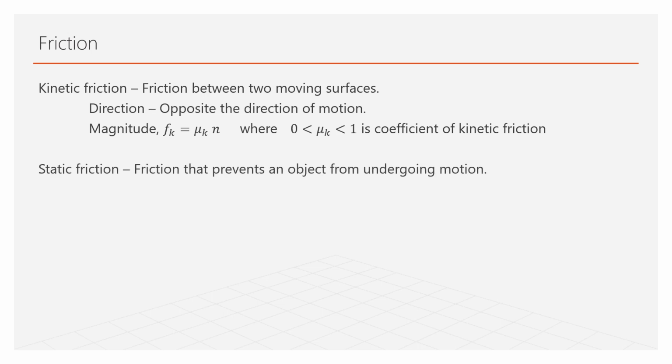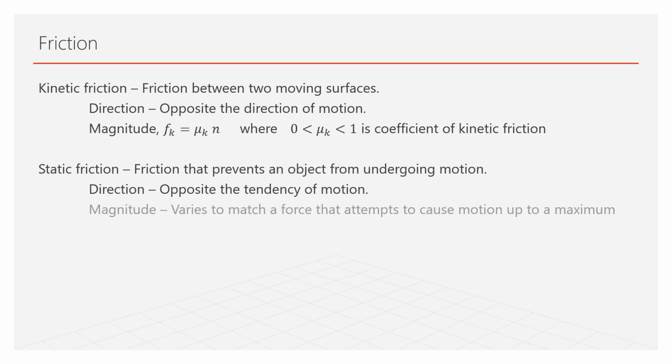Static friction is friction that will prevent an object at rest from undergoing motion. Its direction is opposite the direction of the tendency of motion, and its magnitude varies to match the force that is attempting to cause motion, but there is a maximum amount of static friction, given by the coefficient of static friction.